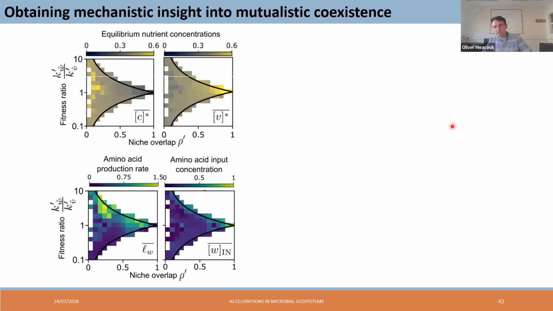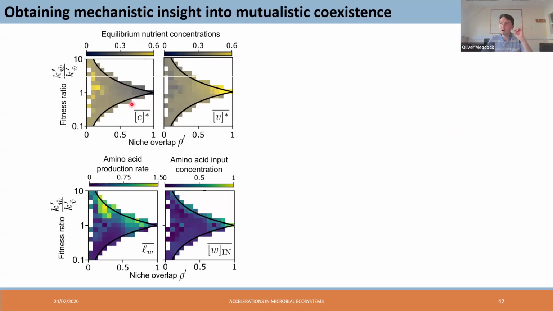Now we can do this a bit more generally. I'm not just going to change the input concentrations, but I'm also going to change the leakage rates of my amino acids. I'm going to generate thousands of different simulations with combinations of these parameters, and then ask what the average values of those parameters are in different regions of this coexistence space. This is going to tell us how these interaction mechanisms are shaping coexistence.